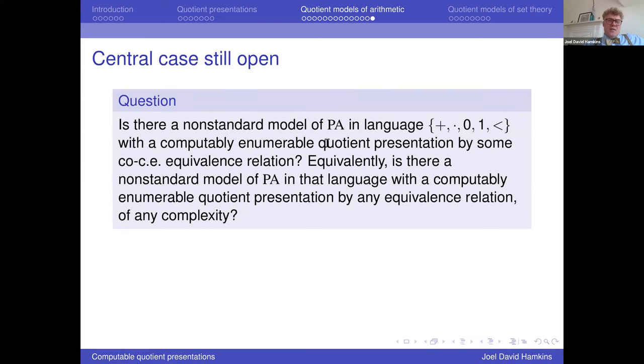Okay, so the central case of the second question though really remains open. Can you have a non-standard model of PA in the usual language with less than, which has a CE quotient presentation by some co-CE equivalence relation? We had to make these extra assumptions, either that it was sigma one sound, or that zero jump was in the standard system, or we had to use less or equal instead of less than. And so we don't technically know the answer to this question.